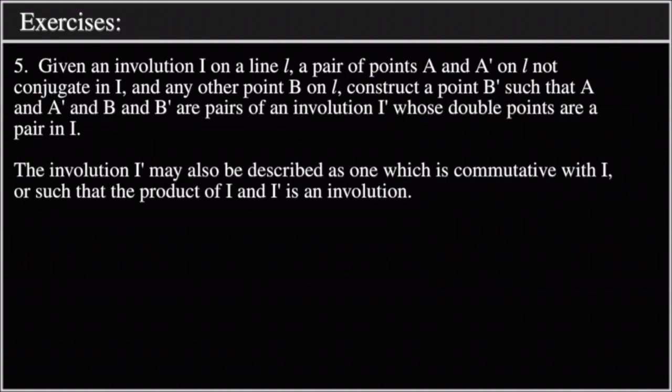5. Given an involution I on a line L, a pair of points A and A' on L not conjugate in I, and any other point B on L, construct a point B' such that A and A', and B and B', are pairs of an involution I', whose double points are a pair in I. The involution I' may be described as one which is commutative with I, or such that the product of I and I' is an involution.